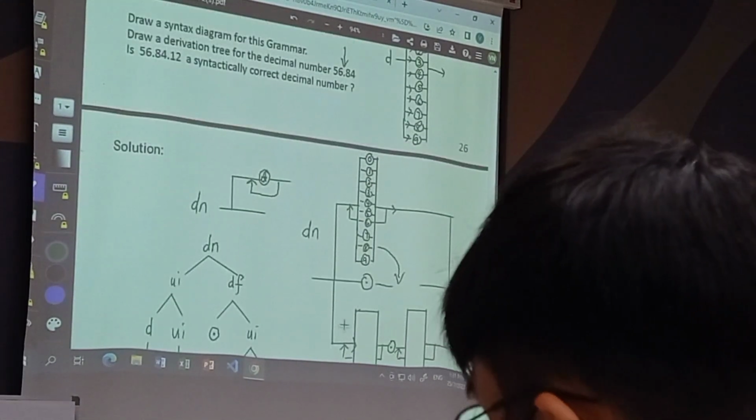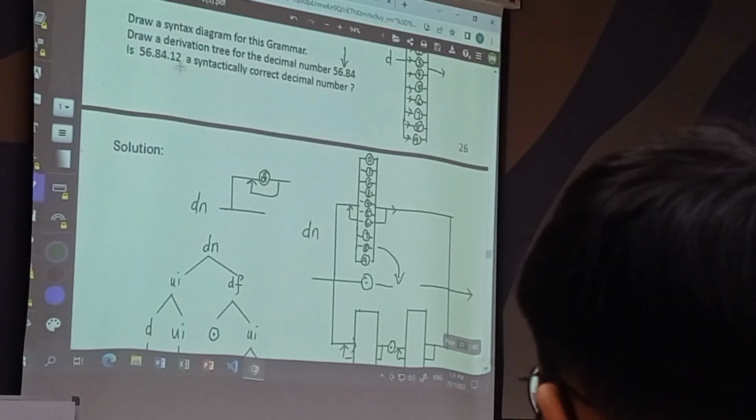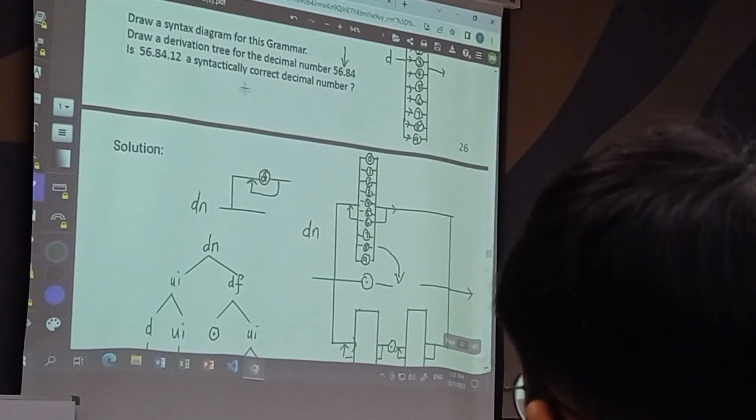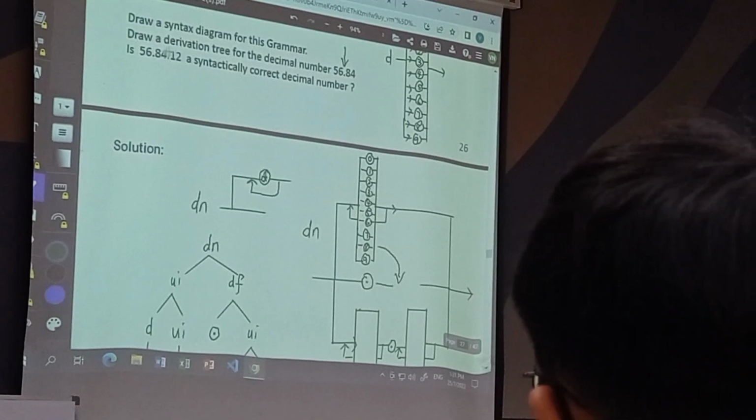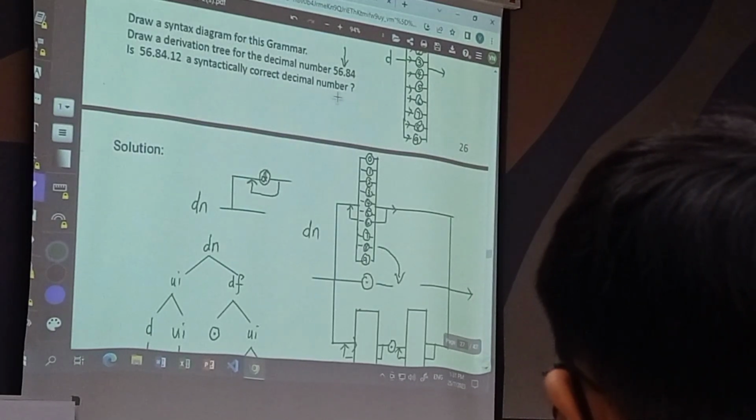Okay, now the last question. Is 56.F4.12 a syntactically correct decimal number? Is this a syntactically correct decimal number?